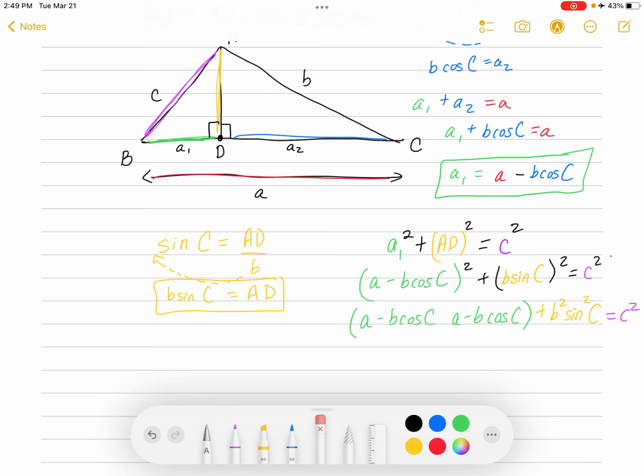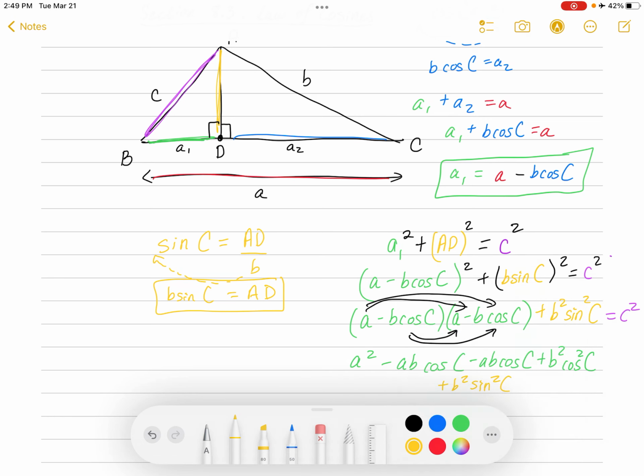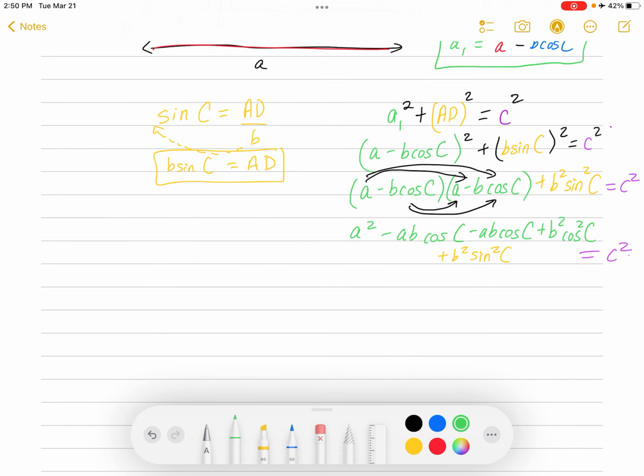Now I'm going to FOIL the first part. First, a times a is a squared. Outer, a times negative b cosine c is minus ab cosine of c. Inner, negative b cosine c times a is minus ab cosine of c. And last, negative b cosine c times negative b cosine c is b squared cosine squared c. And we got plus b squared sine squared c, equals c squared.